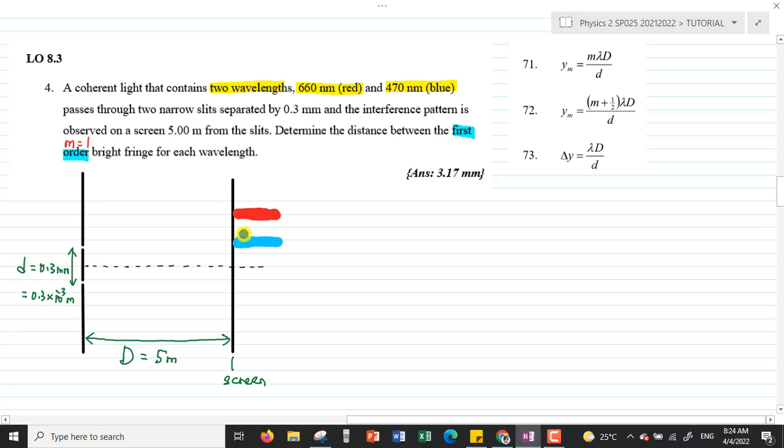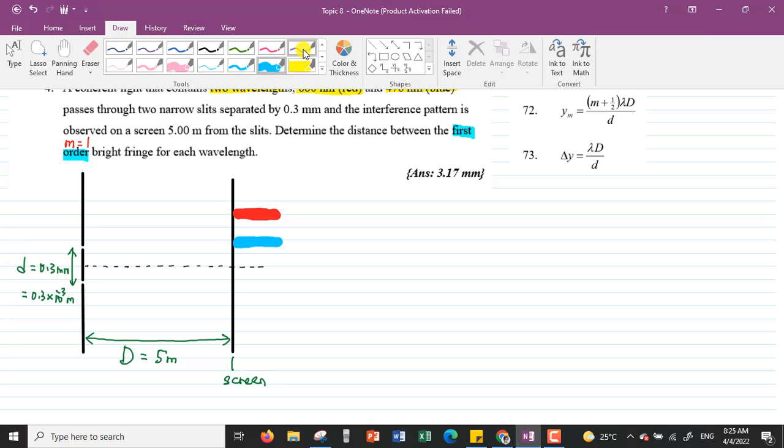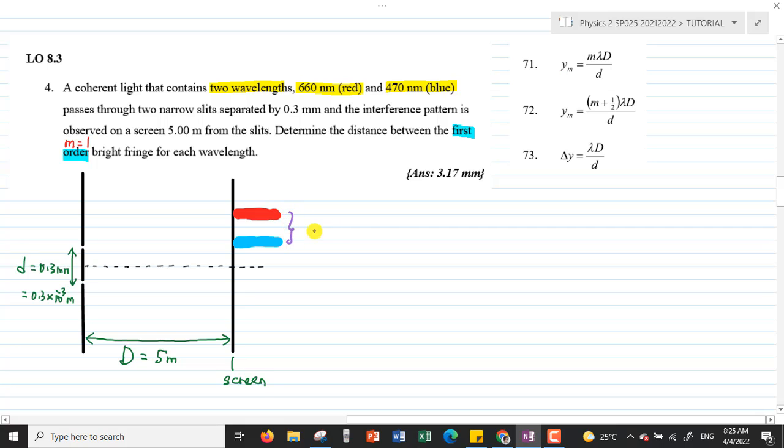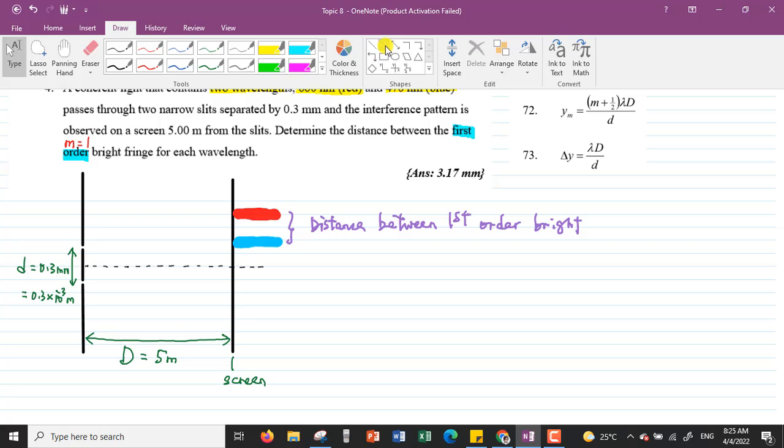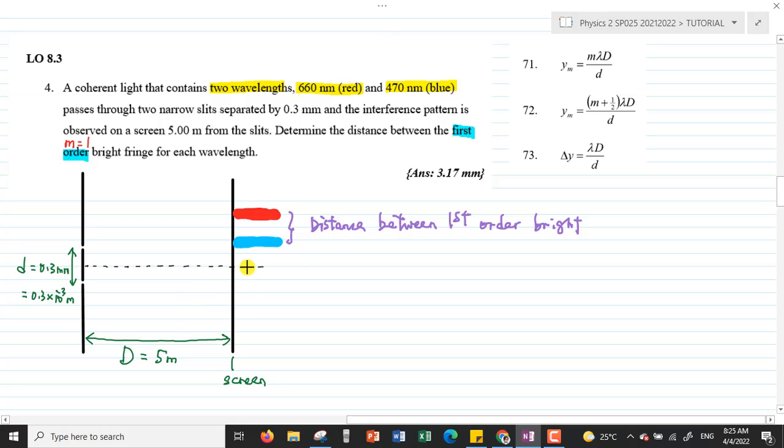Okay, it is formed here. So, we want to find the separation or the distance between these two first order bright fringes. So we know we can measure the distance from the center maximum to the first order bright fringe.